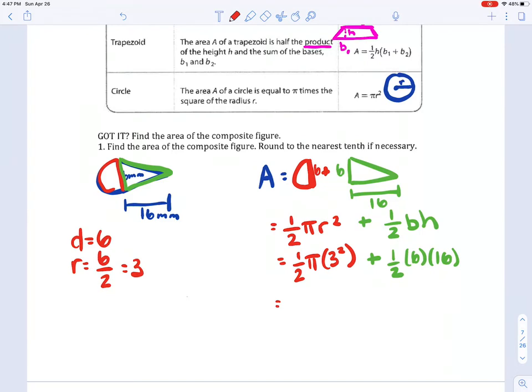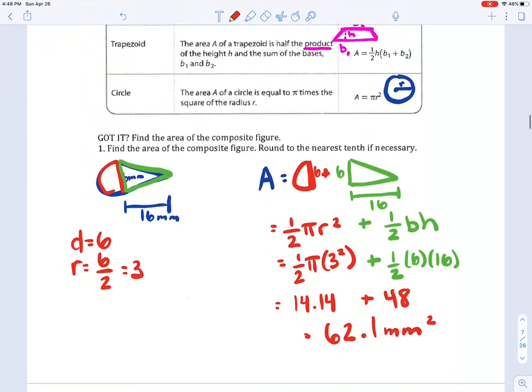I'm going to do 9 times pi divided by 2, or you could say times 0.5, and I get 14.14. 6 times 16 divided by 2 gives me 48. And I'm going to add these two together. It wants me to round to the nearest tenth. So I get 62.1 millimeters squared. Remember, area always has our units squared.